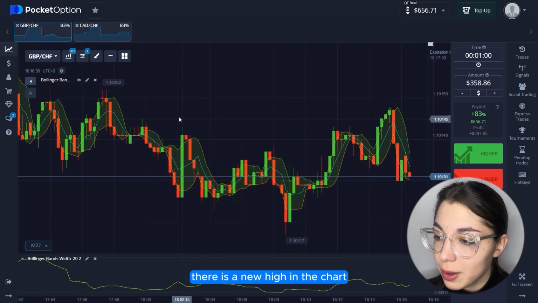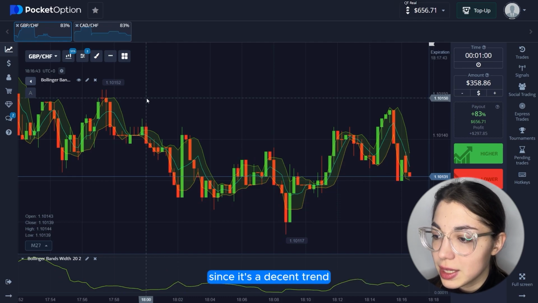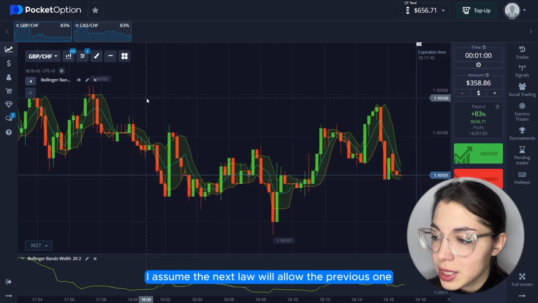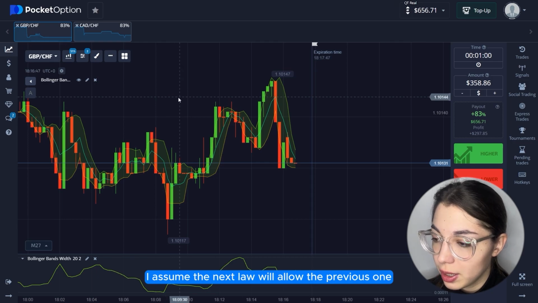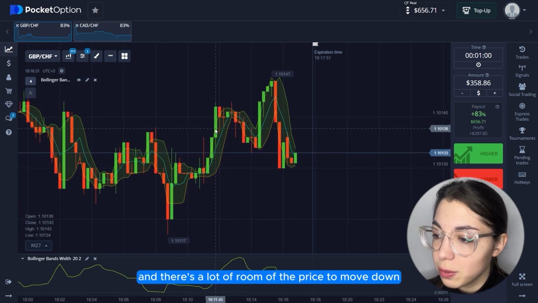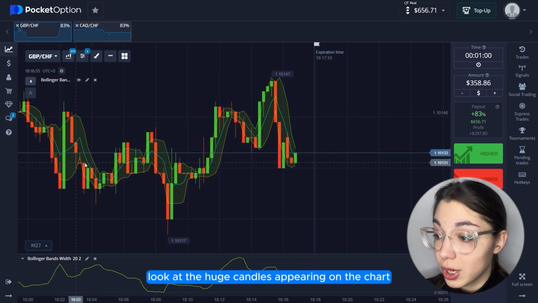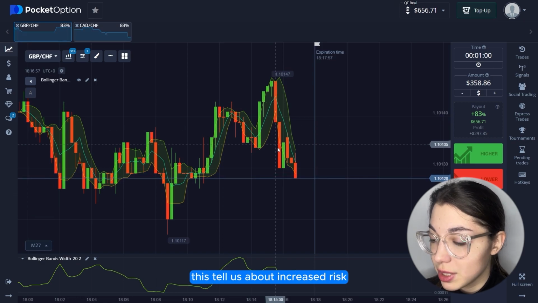There is a new high on the chart, but it's slower than the previous one. Since it's a decent trend, I assume the next low will be below the previous one. And there is a lot of room for the price to move down to the previous low on the chart. Look at the huge candles appearing on the chart. This tells us about increased risk.